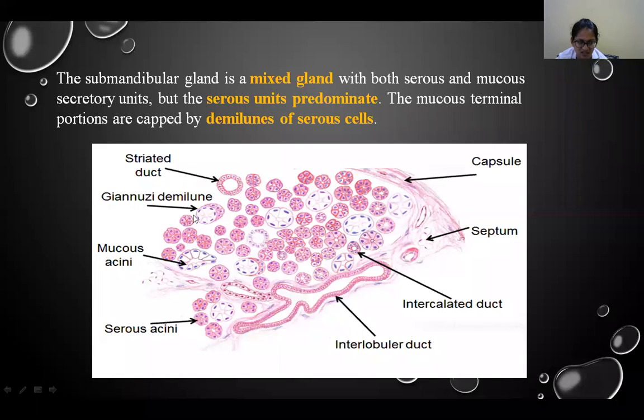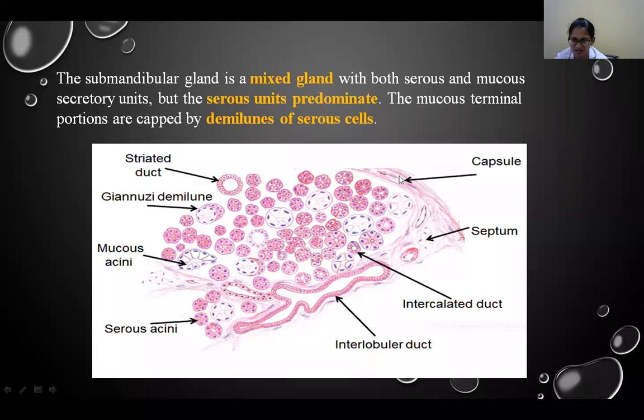See here, this is the serous demilune, so it is a mixed salivary gland. This is the mucous cell. Over this mucous cell, the serous cells are capped like this in a half-moon shape. This is called a serous demilune. And the rest of the part is the same.